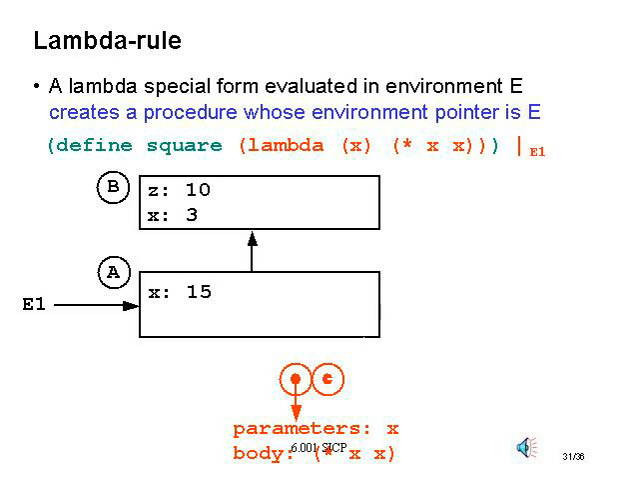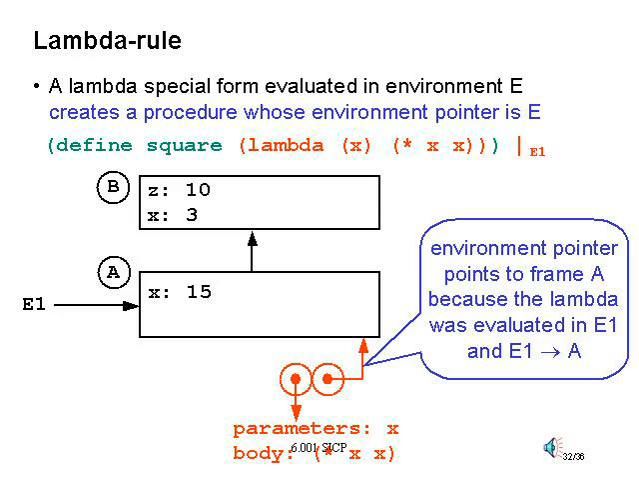The code part of it points to the formal parameter x and the body times x x. And the environment pointer, we also know, should point to a very particular place. Specifically, it should point to frame A, because the lambda was evaluated with respect to E1, and E1's first frame is frame A. So notice, this rule, very mechanistically, always tells us where the environment pointer should go. That's the context in which lambda was evaluated. That's the context that will define how to interpret other symbols within the body of the expression.